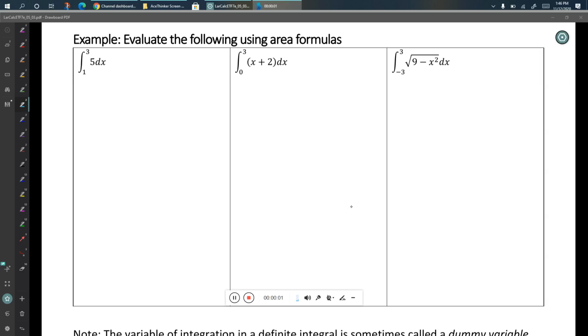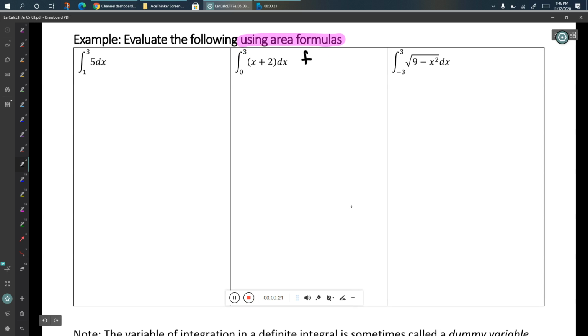Okay, so welcome back for section 5.3, part 2. We're going to continue on finding some values of definite integrals using some area formulas from geometry. And we're working on this one right here. Now, in order to see the geometry, I'm going to make a quick sketch of it.